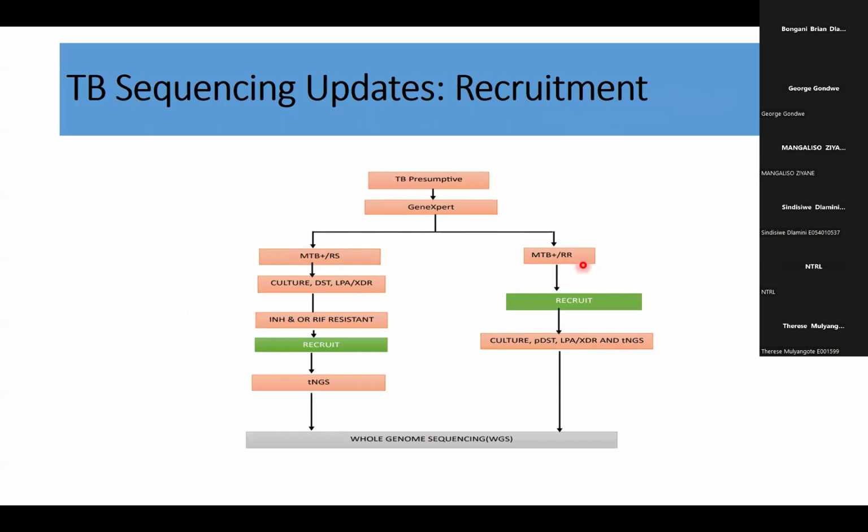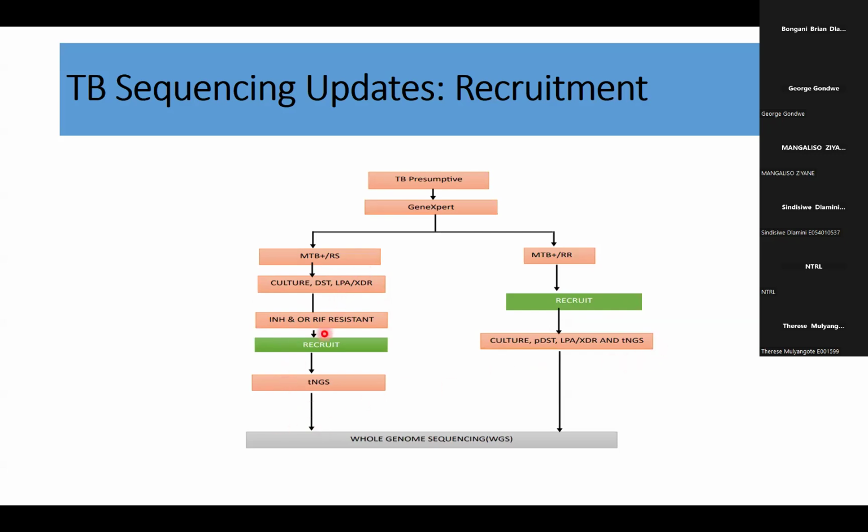To simplify this side, if it's rifampicin resistant, you just test with NGS, targeted next generation sequencing. Then when it's rifampicin susceptible by GeneXpert, we do the other tests like culture, DST, line probe assay, or the XDR assay. Why do you do them? You want to determine mainly whether it is isoniazid resistant or not, or rifampicin resistant. If it's resistant, you recruit it to the project, and then we do targeted next generation sequencing.